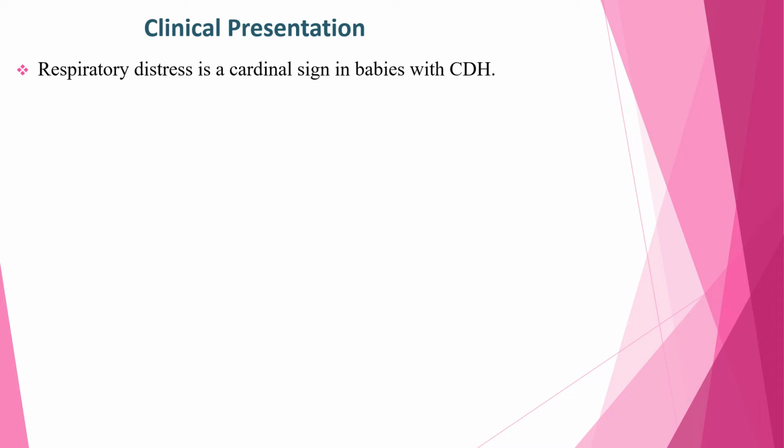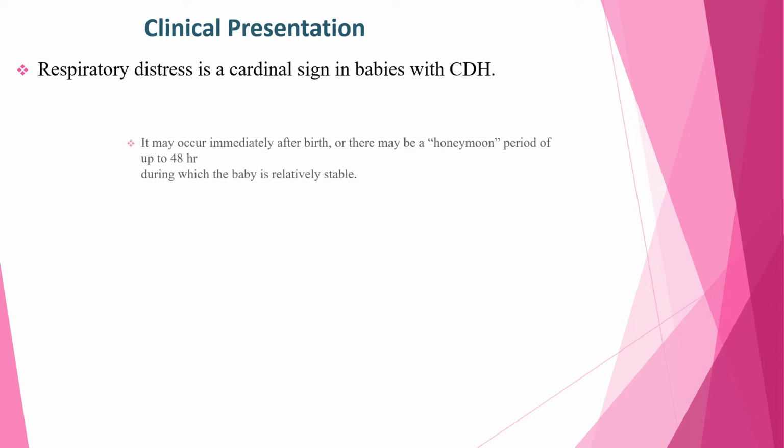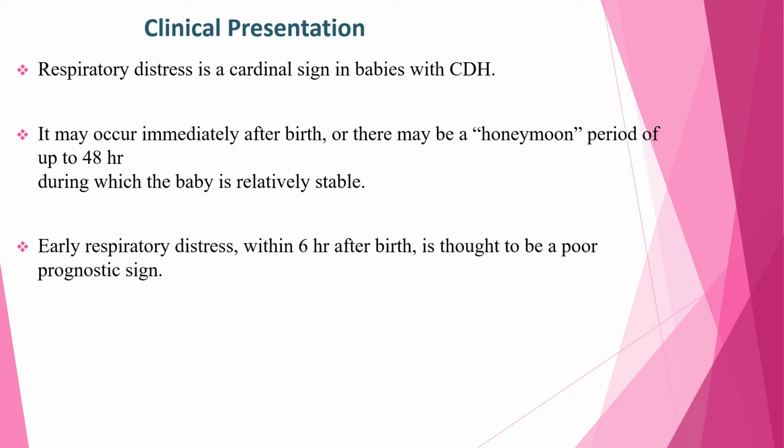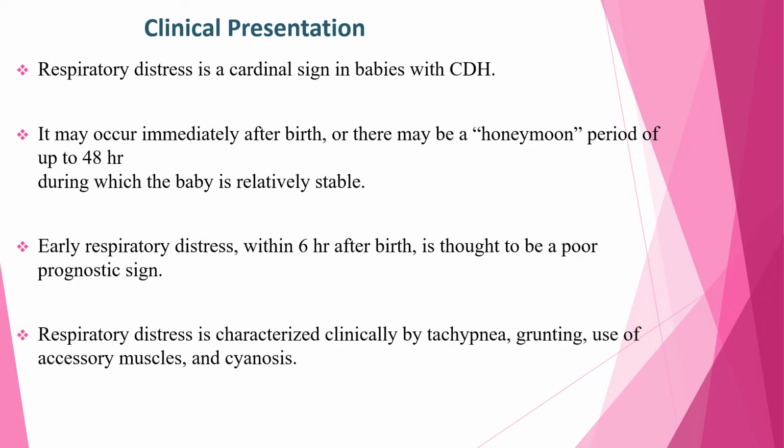When we see the clinical presentation, respiratory distress is a cardinal sign in babies with congenital diaphragmatic hernia, and it may occur immediately after birth, or there might be a honeymoon period of up to 48 hours during which the baby is relatively stable. Early respiratory distress within 6 hours after birth is thought to be a poor prognostic sign. Respiratory distress is characterized clinically by tachypnea, grunting, use of accessory muscles, and cyanosis.